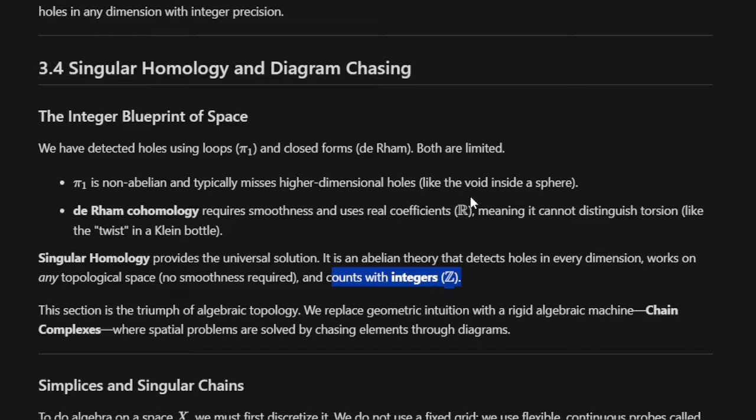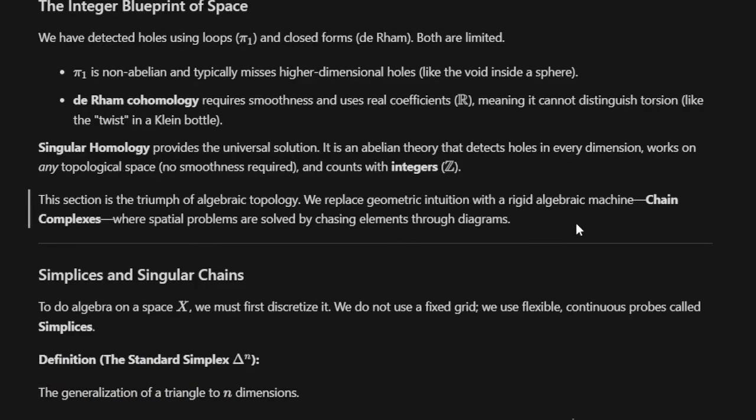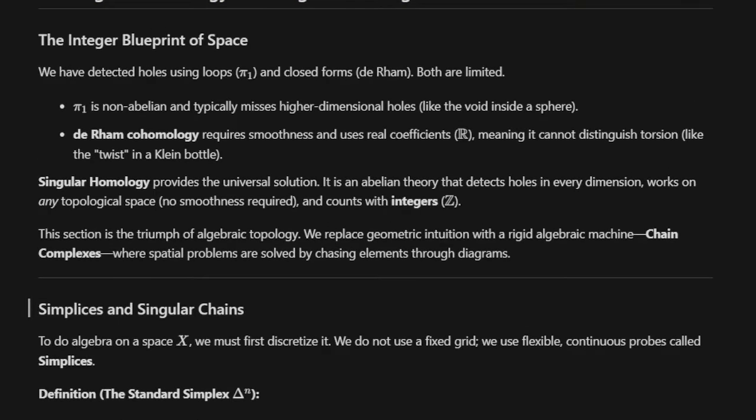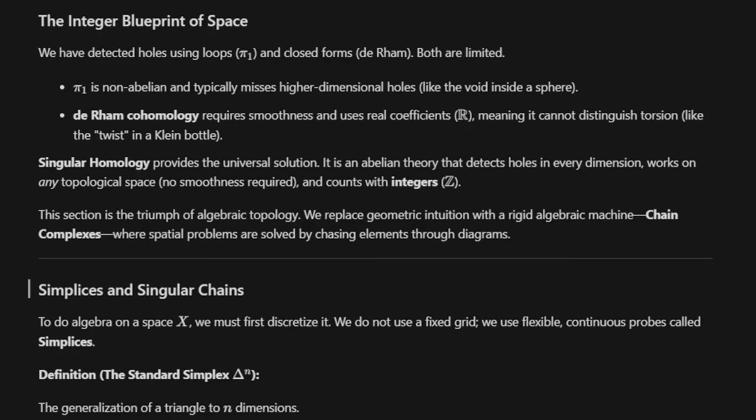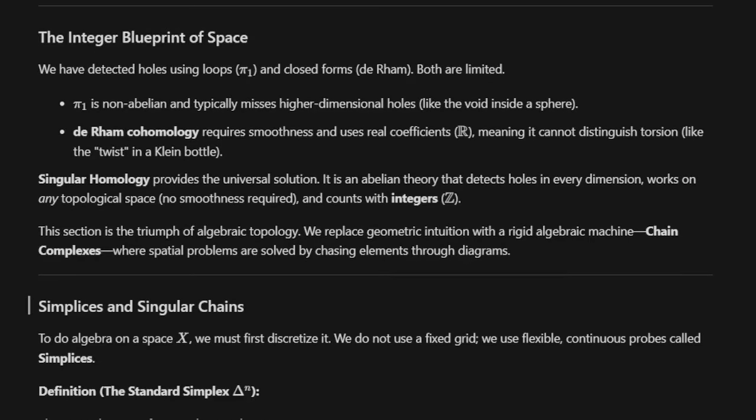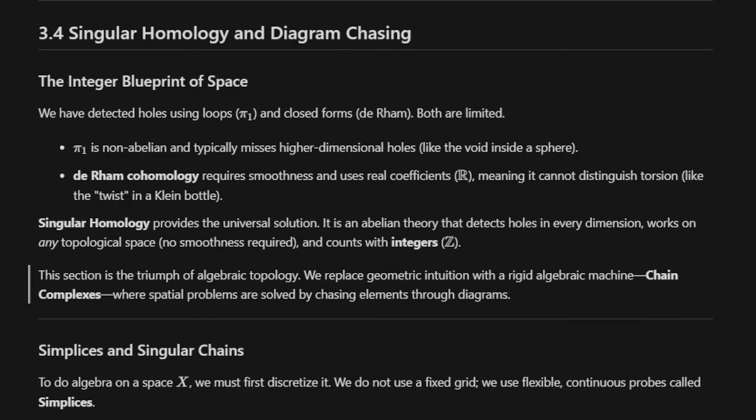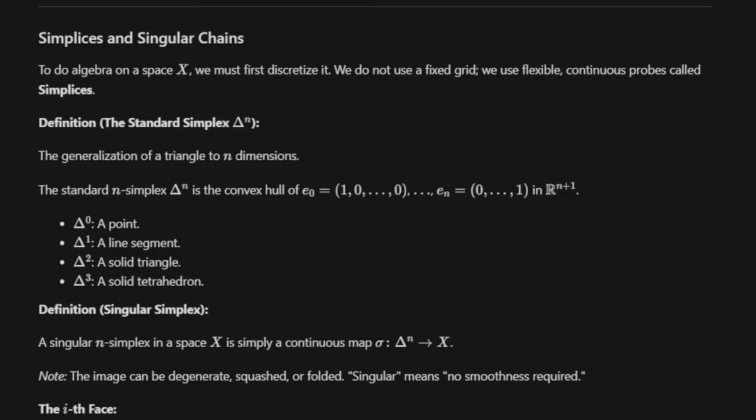And again, de Rham cohomology is great, but it can't distinguish between twisting spaces. All right. So what we're going to do now is talk about singular homology. This section really is going to be the triumph of algebraic topology. We're going to replace geometric intuition with a rigid algebraic machine called a chain complex. And we will solve spatial problems by chasing elements, again, through diagrams, right? And from the category theory foundation that we had last chapter.